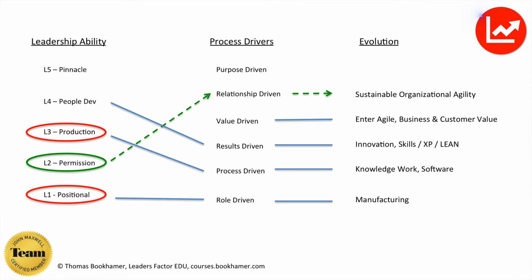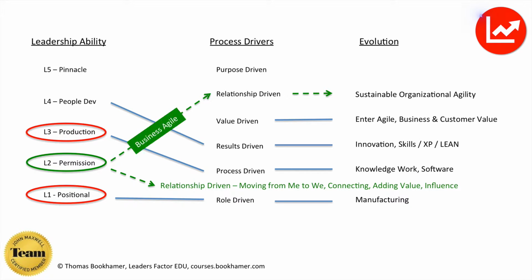So this is relationship-driven. I think if we'd have added this early on and moved from me to we, we started to connect to people, we add value to people, we gain influence with people, therefore they buy into the leaders and they buy into the company. They're enjoying their work, they feel like they're part of the organization and part of the solution. This is business agile. So my thinking is that this is how we're going to reach sustainable organizational agility, not just process agile.